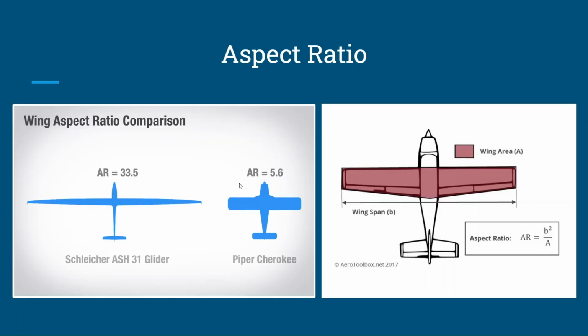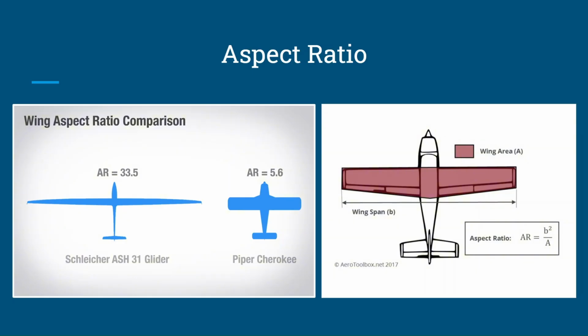So, aspect ratio. Aspect ratio, to bluntly put it, is the thickness of your wing over the length of your wing, right? Or maybe the other way around. It's the length of your wing over your chord, right? So on the left, we have an aspect ratio of 33.5, right? And look at that, that's a glider, so that's what I'm going to be making. So it's really long and it's really thin wings. And on the right, we have a stubbier wing, if you will, with an aspect ratio of 5.6.